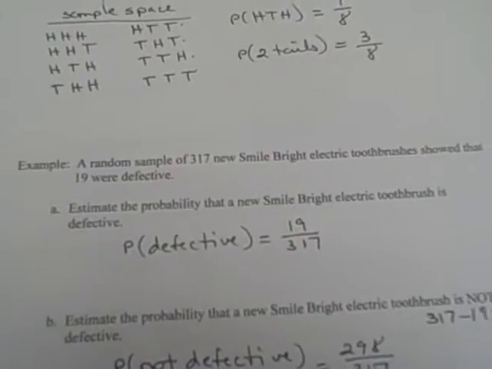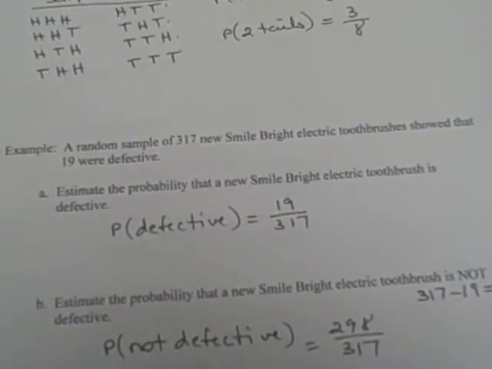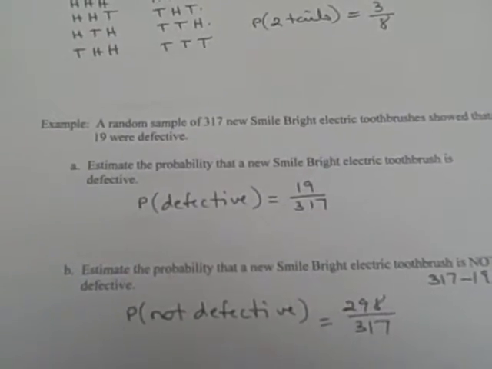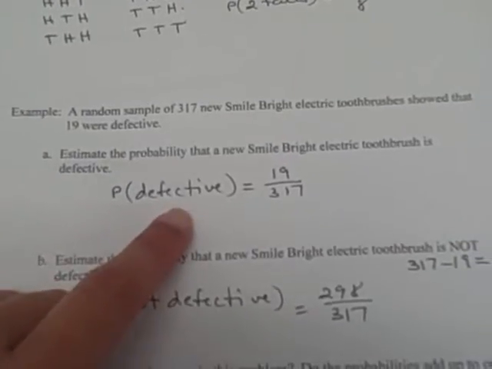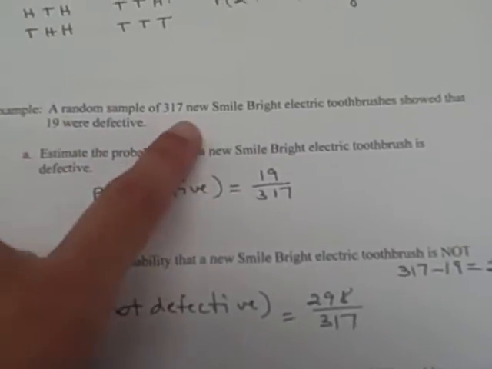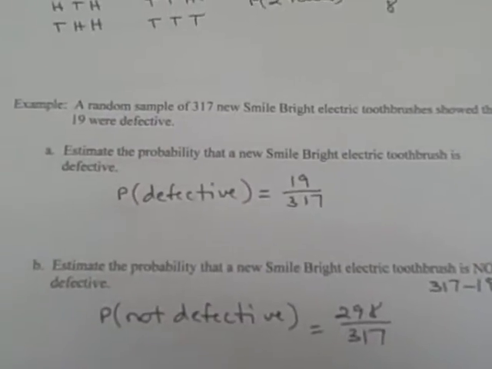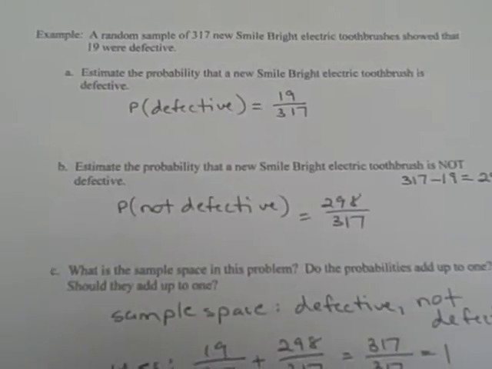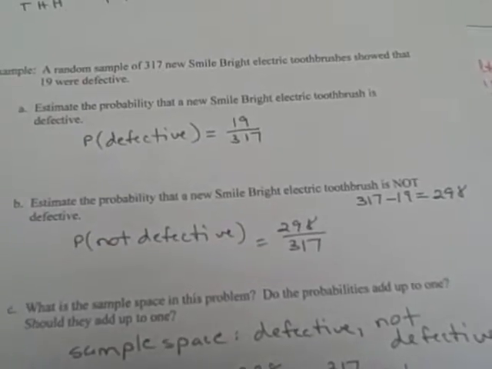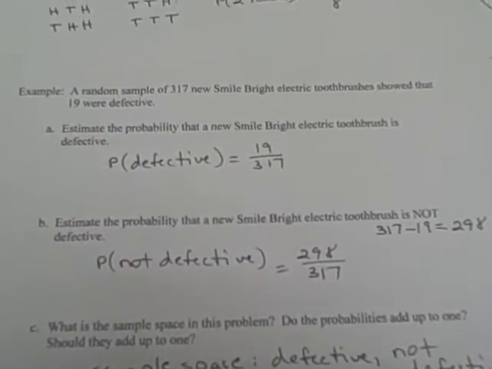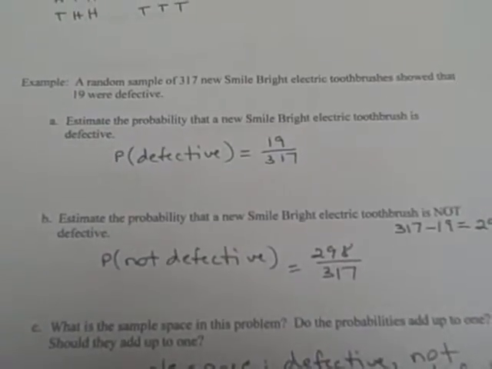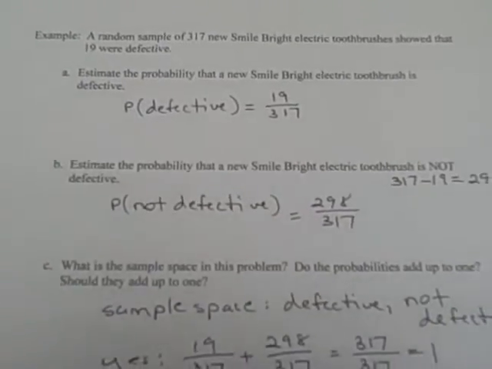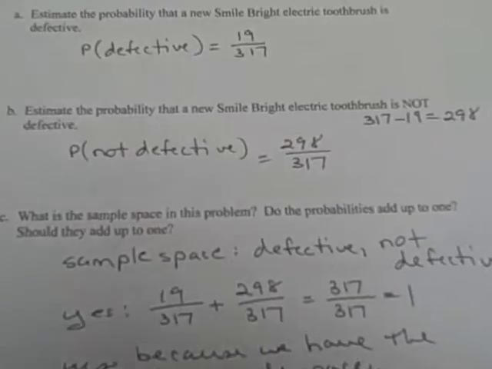A random sample of 317 new Smile Bright electric toothbrushes showed that 19 were defective. Estimate the probability that a new Smile Bright electric toothbrush is defective. So the probability it's defective, well, there were 19 out of 317 that were defective. So that's our probability, 19 out of 317. Estimate the probability that a new Smile Bright electric toothbrush is not defective. Well, if 19 are defective, then we take 317 minus 19 to get 298 that are not defective. So the probability of not defective would be 298 out of the 317.